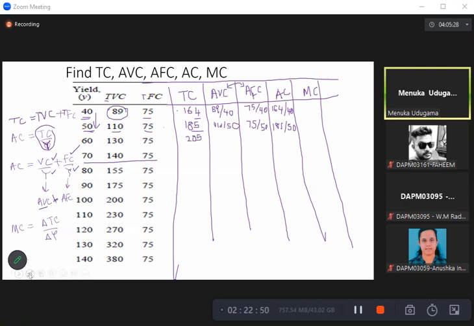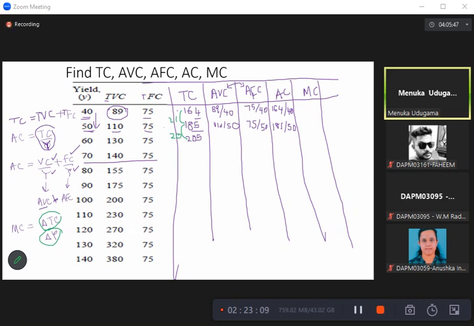We are told, or we know, that marginal cost is the change in the total cost, or change in y. Now, change in the total cost. This difference is how much? 21. This difference is 20.